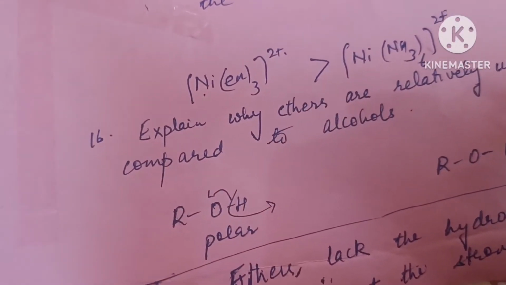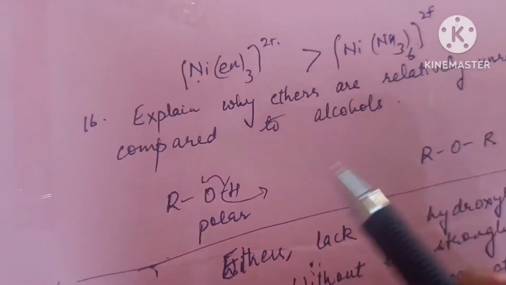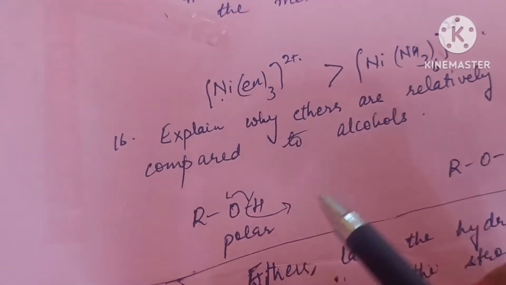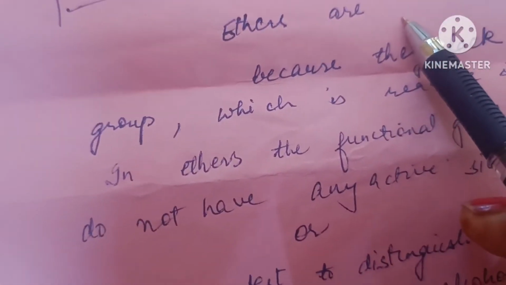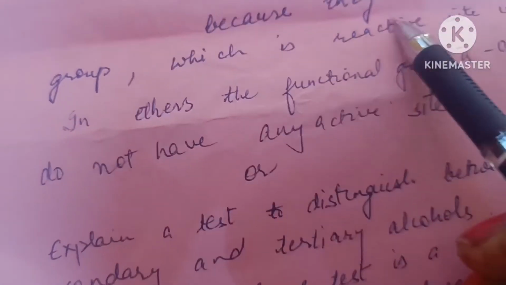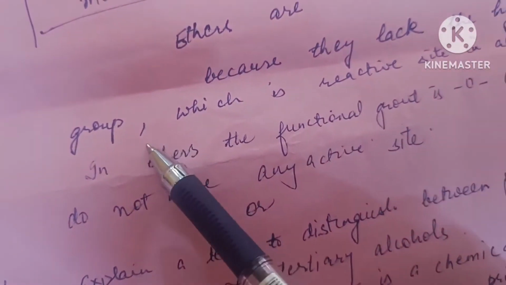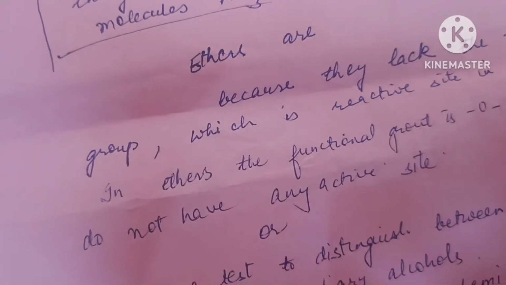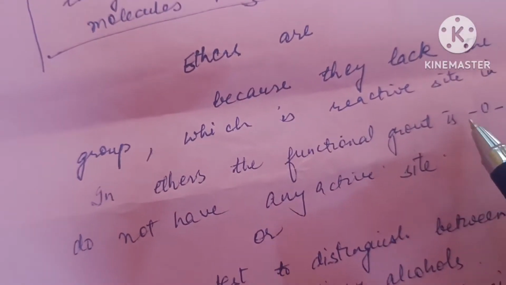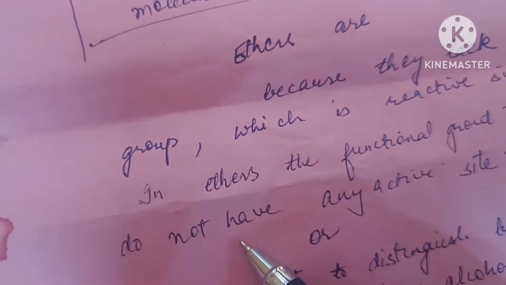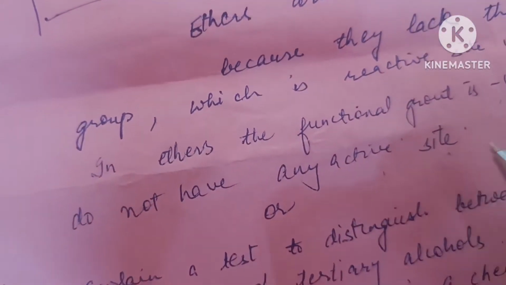Explain why ethers are relatively unreactive compared to alcohols. Ethers are relatively unreactive as compared to alcohols because they lack the hydroxyl group, which is the reactive site in alcohols. In ethers, the functional group is ROR, which does not have any active site.